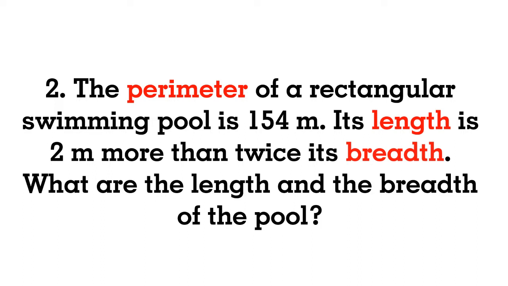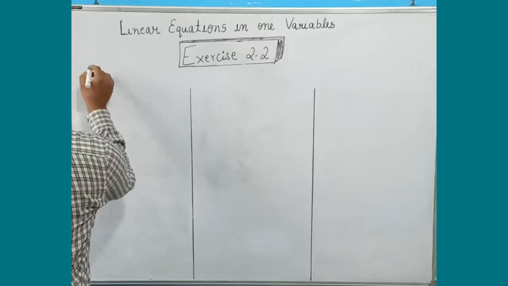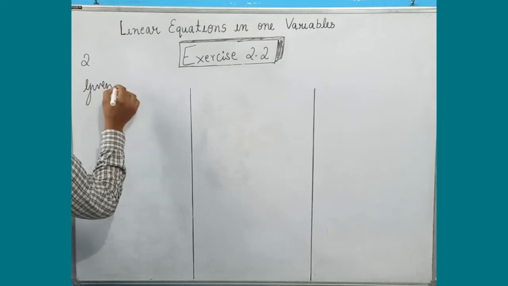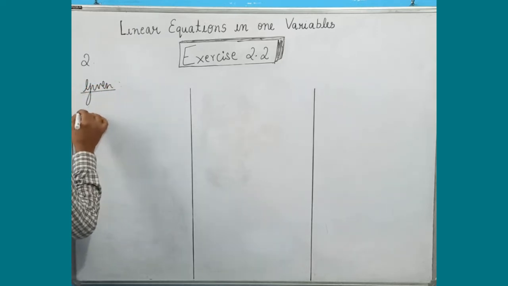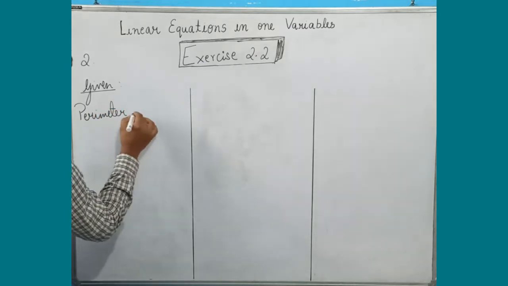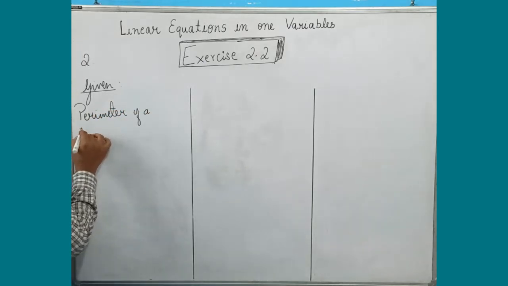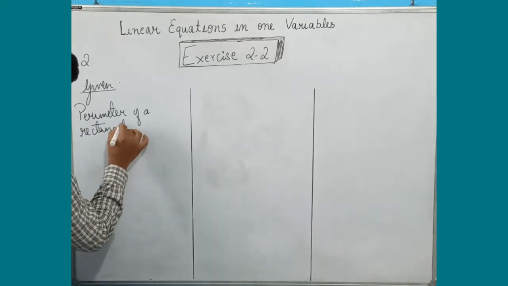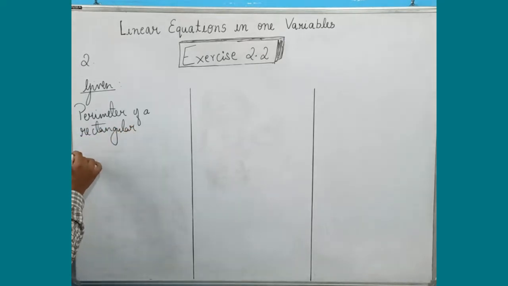So what are the things that are given to us? We will write them first. What is given to us? Question number 2. Given, we have the perimeter of a rectangular swimming pool. Rectangular, very important.